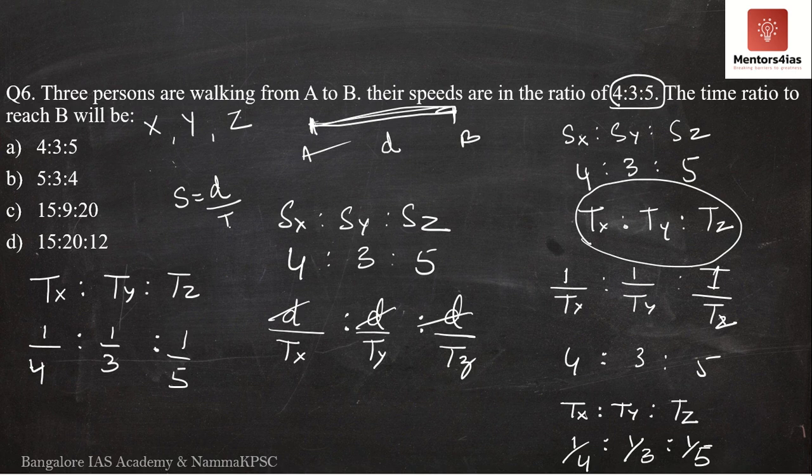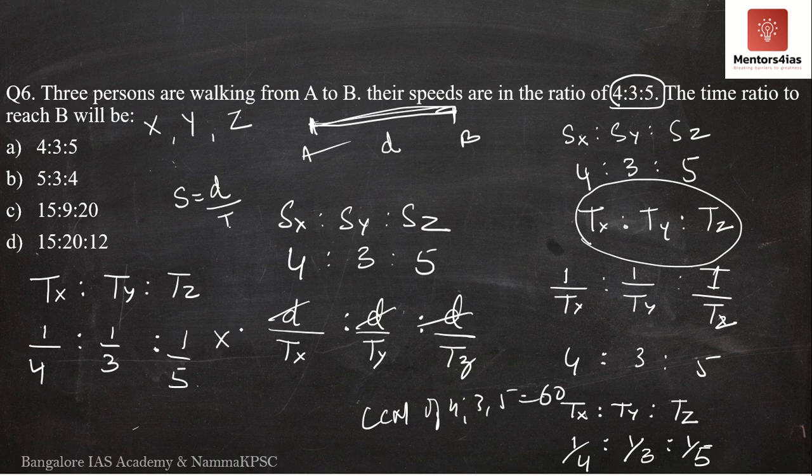Now we have to bring all the denominators to a common value. I'm not saying remove the denominator. How can we bring the denominators to a common value? In order to determine that, find the LCM of 4, 3 and 5. 4 3s are 12, 12 5s are 60. The LCM of 4, 3 and 5 is nothing but 60.